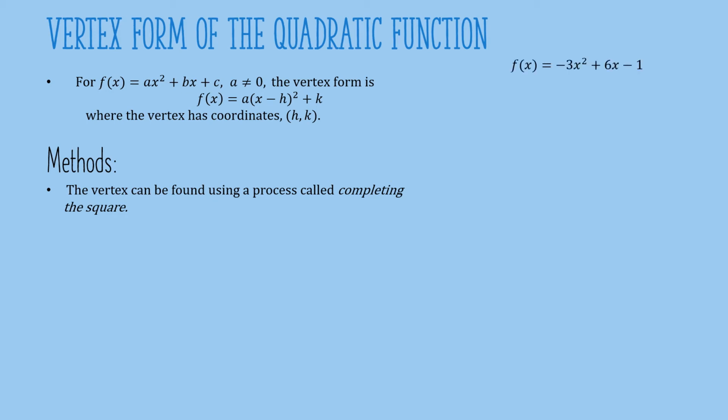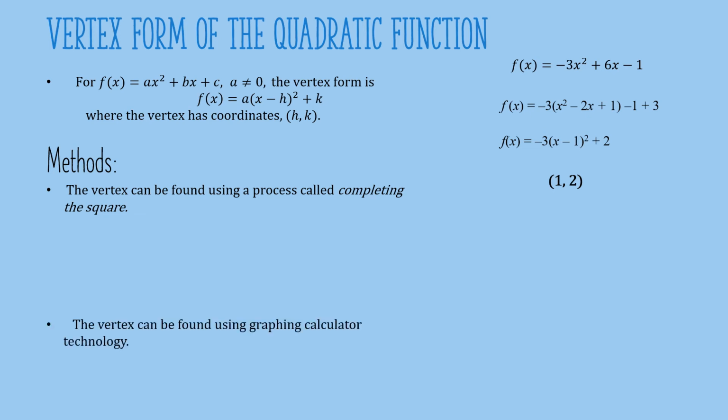For example, if I have negative 3x squared plus 6x minus 1, I can complete the square by pulling that negative 3 outside. So inside I have to add 1 because I would like to make this a perfect square, x minus 1 the whole squared. When I'm adding 1 inside, I have to subtract that 1. So the whole thing becomes positive 2. And hence (h, k) will be (1, 2), and that (1, 2) will be the vertex.